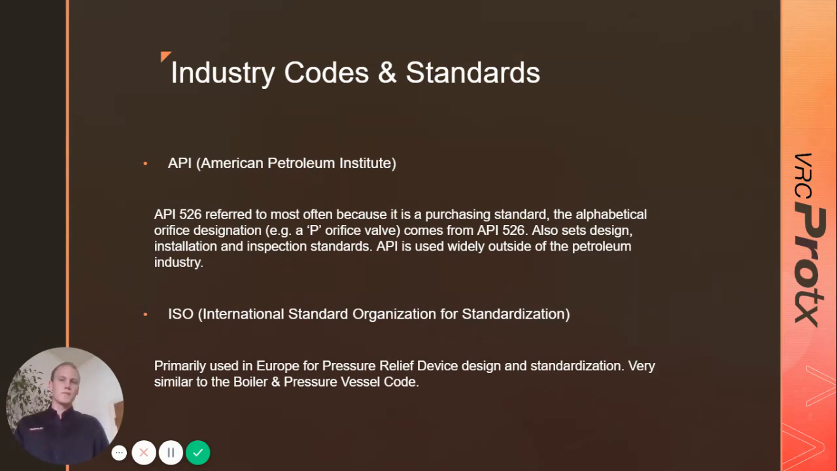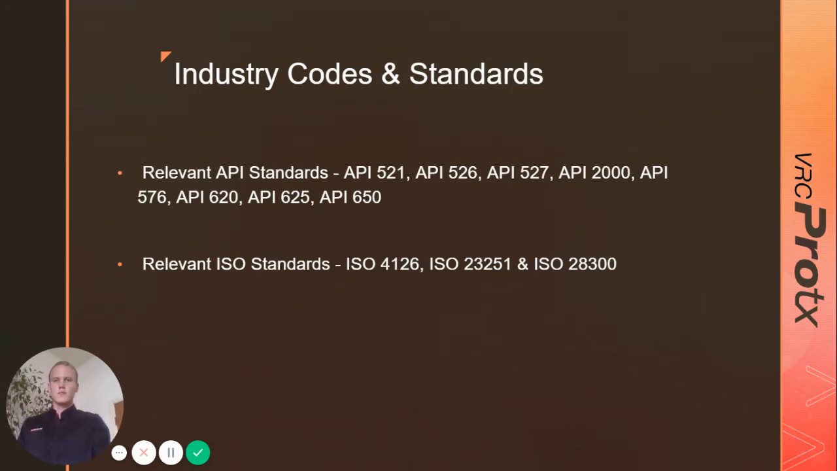API has made the purchasing of pressure relief valves a lot easier because they standardized some of the critical dimensions like the orifice of the valve or the flange dimensions. If you want to do some light reading, here are some of the API and ISO standards. API 2000 is a noteworthy standard because it gives you a lot of information on devices below 15 pounds gauge.